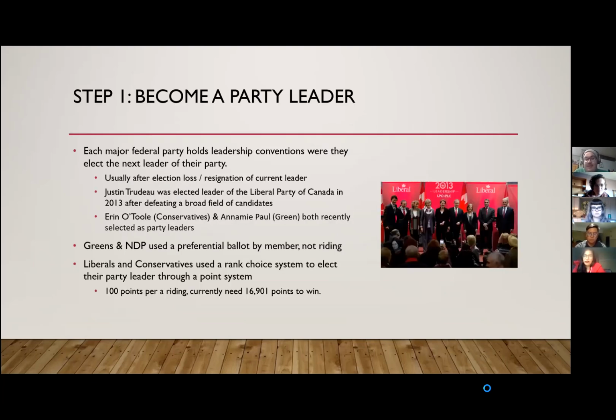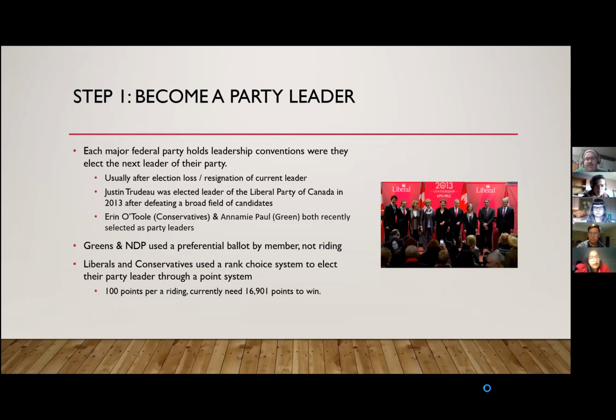So really the first step is you want to become a party leader. Each major federal party holds leadership conventions. Usually this is after someone either resigns or they lose an election and are forced out by the party. For example, Justin Trudeau, before he became Prime Minister of Canada, won a leadership convention in 2013. And recently, Erin O'Toole and Annamie Paul both won leadership elections within their own parties.